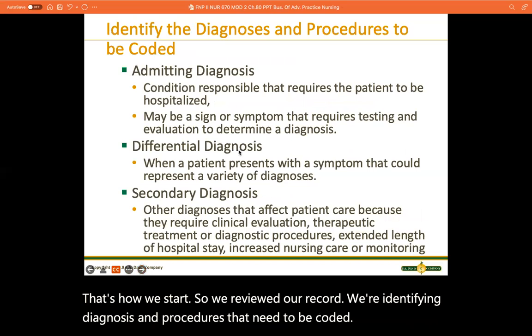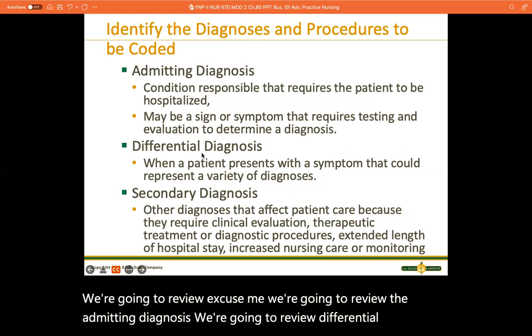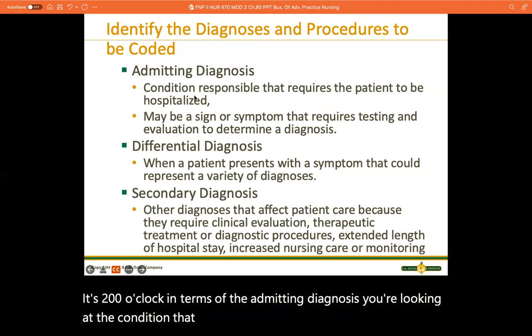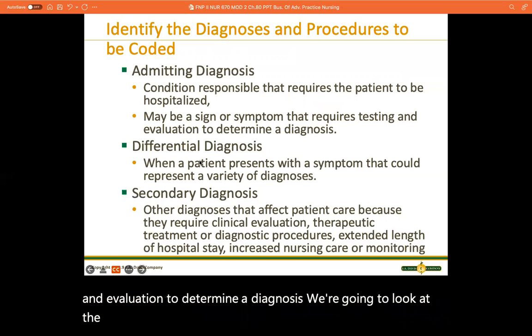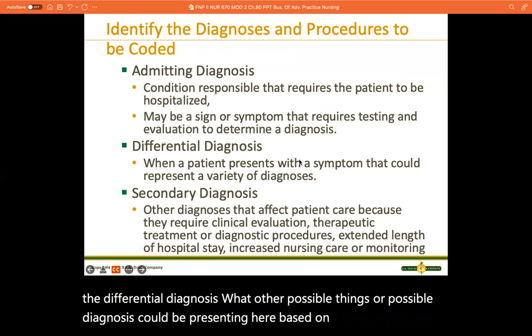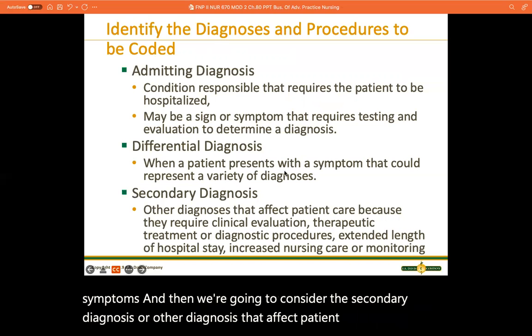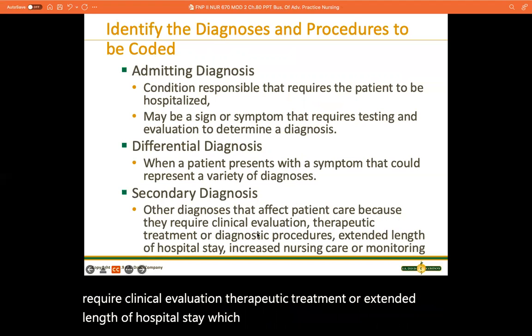Then we're going to review the admitting diagnoses and the differential diagnoses. In terms of the admitting diagnosis, you're looking at the condition that was responsible for the patient actually being hospitalized. It may be a sign or symptom that requires testing and evaluation to determine a diagnosis. We're going to look at the differential diagnoses: what other possible diagnoses could be presenting here based on these current symptoms? And then we're going to consider the secondary diagnoses, or other diagnoses that affect patient care because they require clinical evaluation, therapeutic treatment, or extended length of hospital stay, which increases nursing care or monitoring.